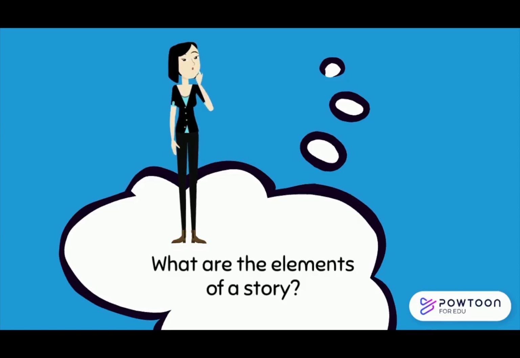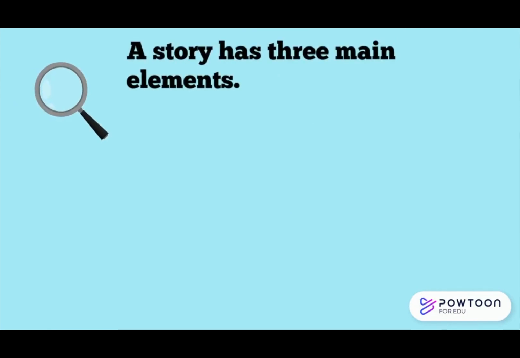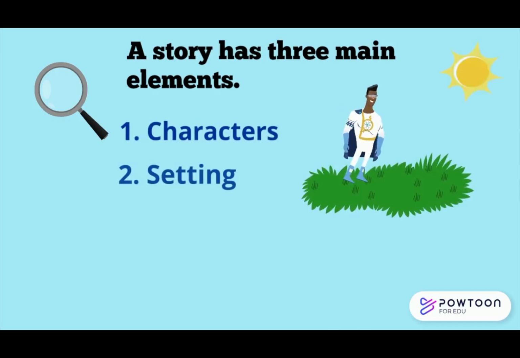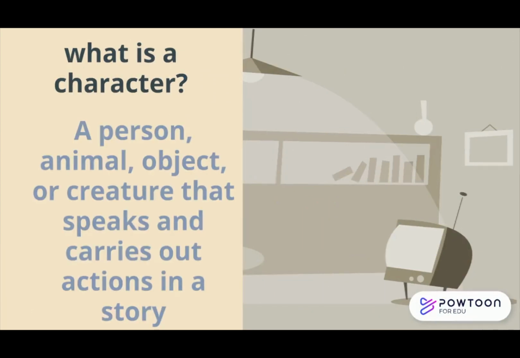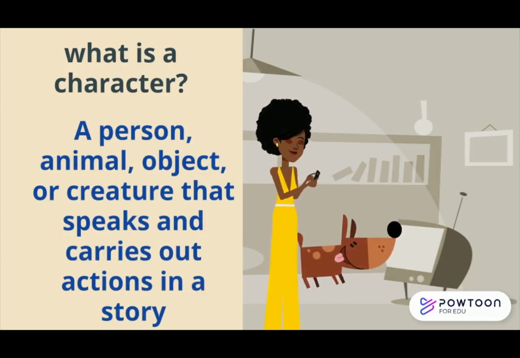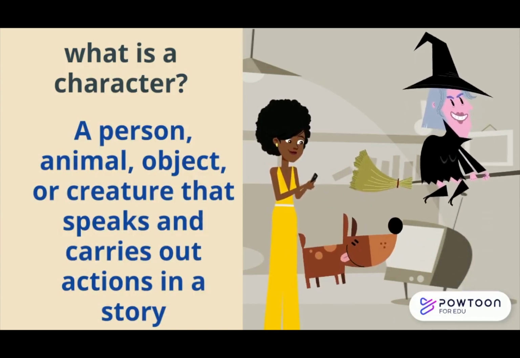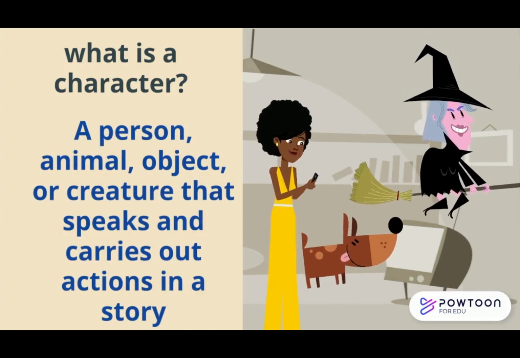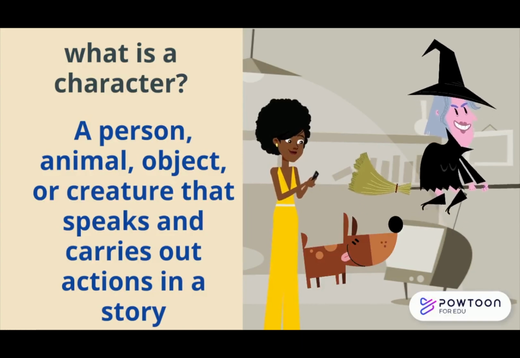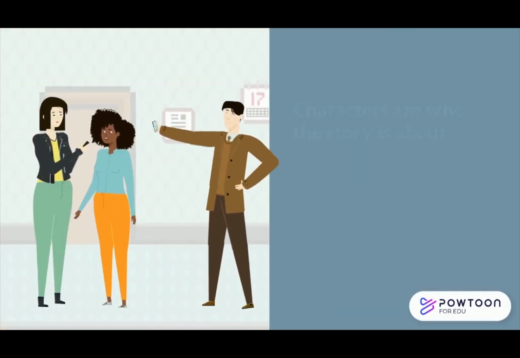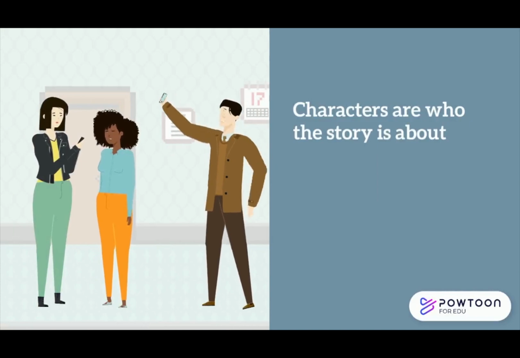So what exactly are the elements of a story? Well, a story has 3 main elements: characters, settings, and events. So what is a character? Well, a character is a person, animal, object, or creature that speaks and carries out actions in a story. Characters are always going to have value to our story. One important thing to remember about characters is that they are who the story is about.